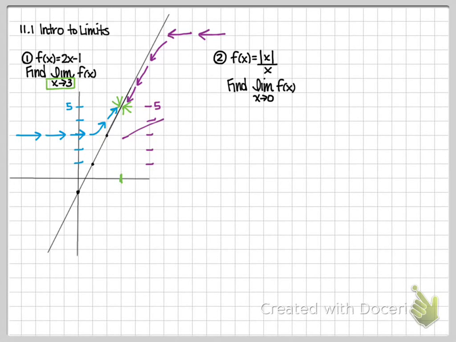Since the limit from the left-hand side and the limit from the right-hand side, as I'm approaching, are getting close to that exact same y value, because these y values are the exact same thing, that means that my limit is going to be that value. The limit is going to be 5. So it is about the y value that I'm trying to get close to.